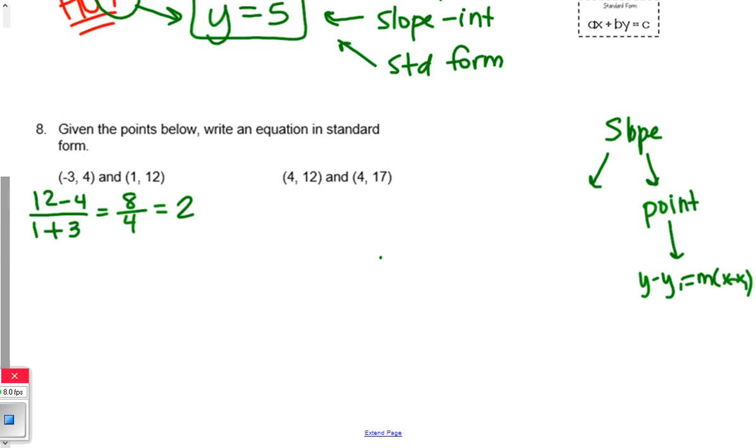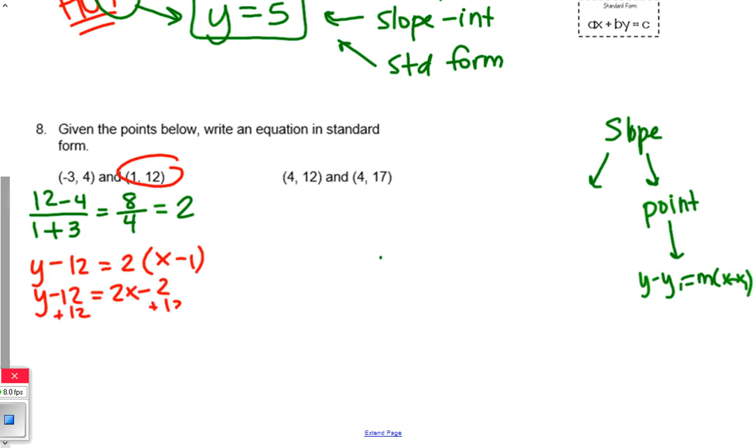Okay, so y minus, it doesn't matter which point you choose. I'm just going to go with 1, 12 because they're both positive. So y minus 12 equals 2 times x minus 1. Distribute, add my 12.